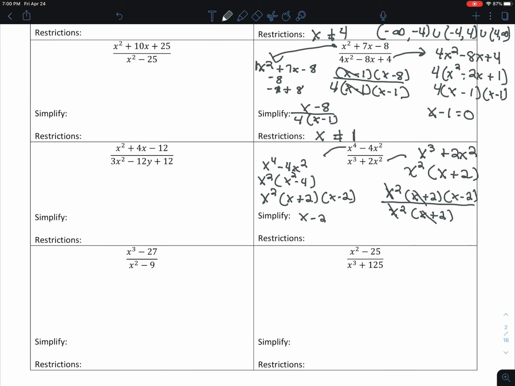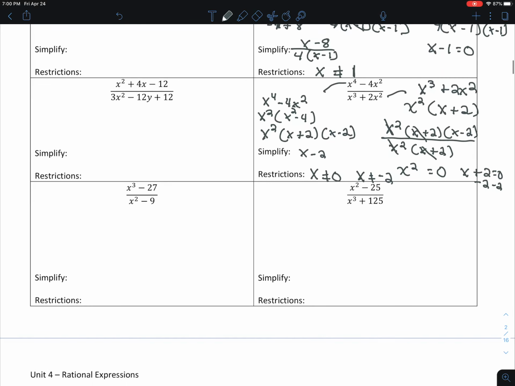Okay? What is my restriction? Well, I'd have to set this denominator equal to 0. So x squared equals 0, and x plus 2 equals 0. So I get x is not equal to 0, and x is not equal to negative 2, because I have to solve that for x. Subtract 2 from both sides.